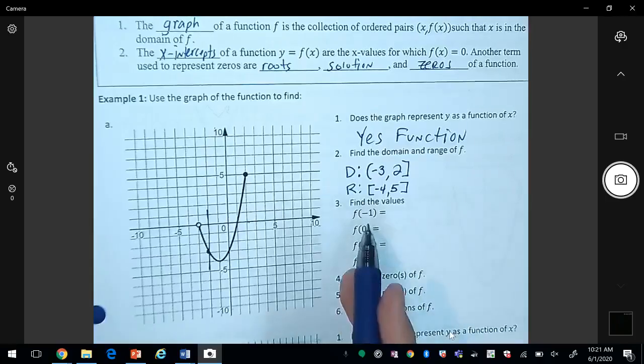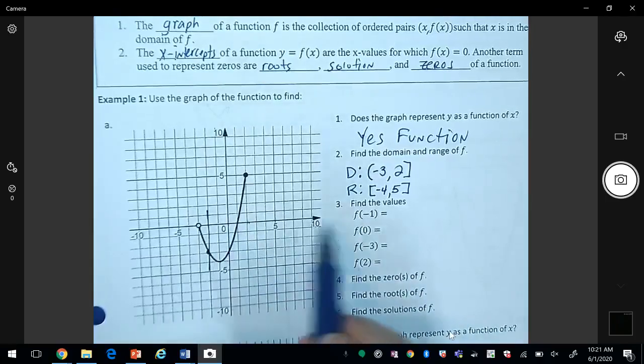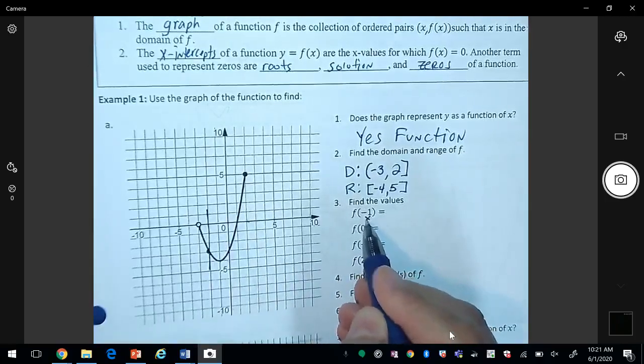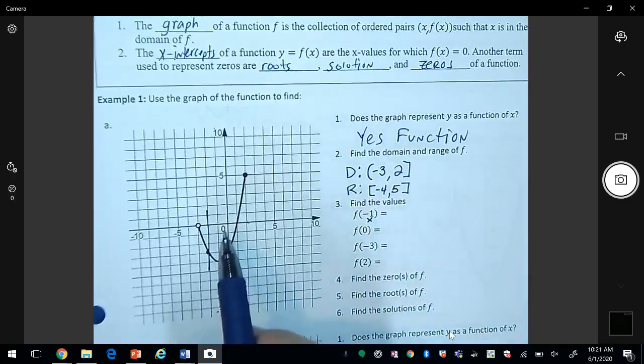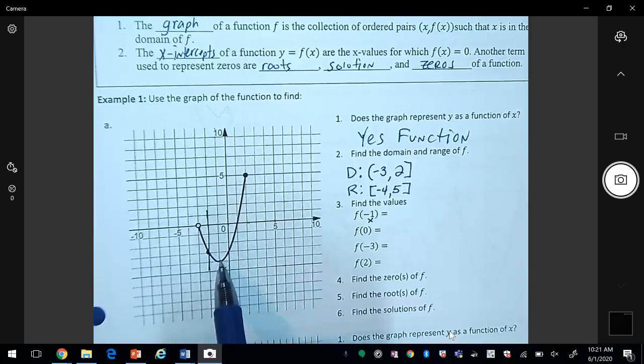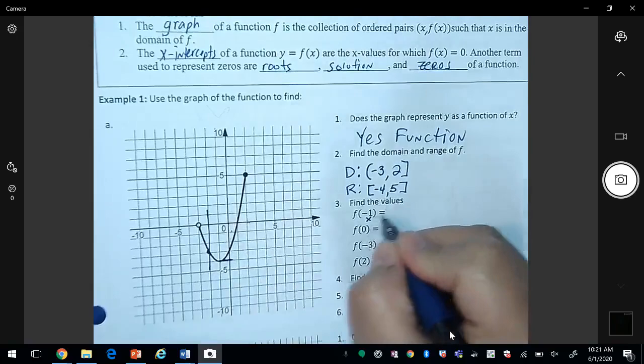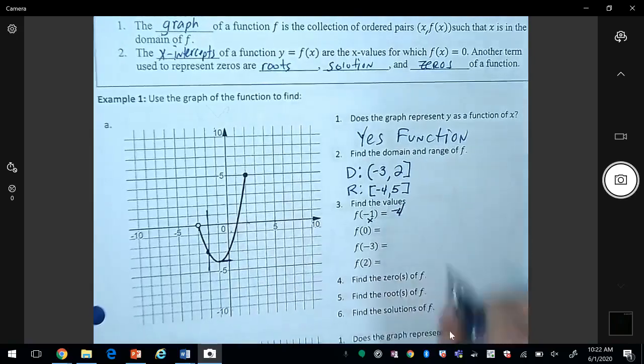Find f(-1). So here your x is -1. And we're trying to find out what y is at x equals -1. So here's my -1. So I go up or down until I get to the graph. So if I go down, it touches the graph at this point, and that y value is 1, 2, 3, 4. So f(-1) is equal to -4.